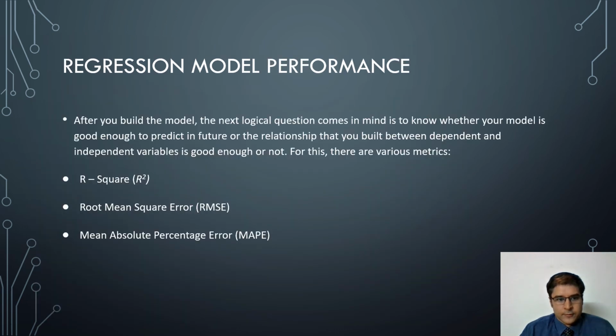Regression model performance. After you build the model, the next logical question that comes to mind is whether your model is good enough to predict in future, or whether the relationship that you built between dependent and independent variables is good enough or not. So you want to test whether your model is efficient enough. For this there are several metrics. Metrics mean performance criteria. First one is the R square metric. Second one is the root mean square error metric. Third one is the mean absolute percentage error metric.